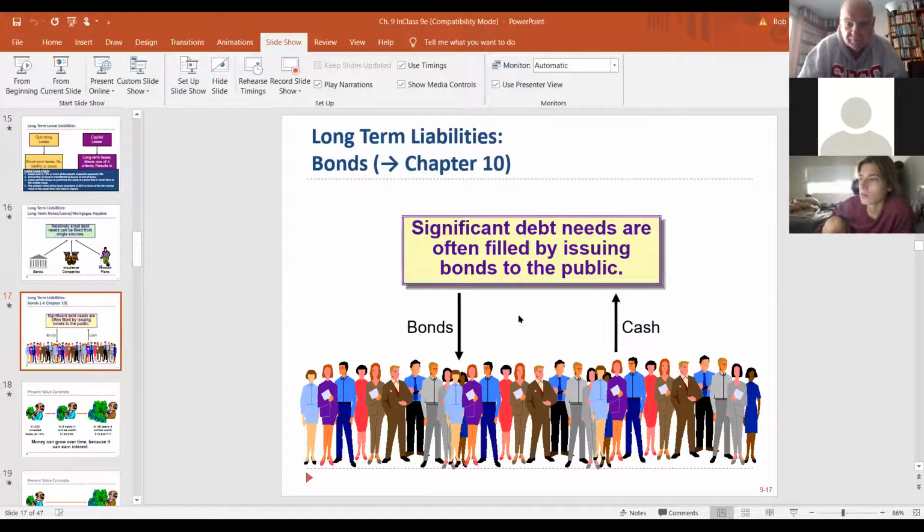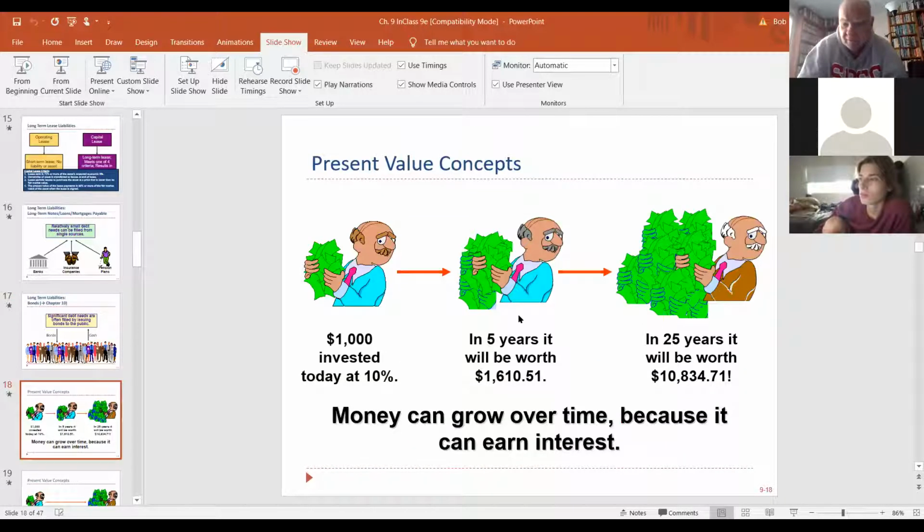Long-term liabilities, we went through this. And we were talking about the present value. Here's what I was trying to show you before. I was wondering why, Suda, before I had the slide up, I said, what's the present value of 10,834.71, not knowing you didn't see this. And I kept doing this. What's the answer?